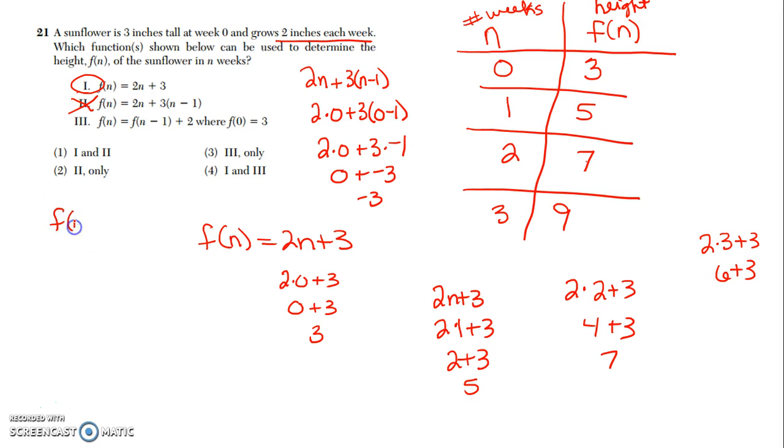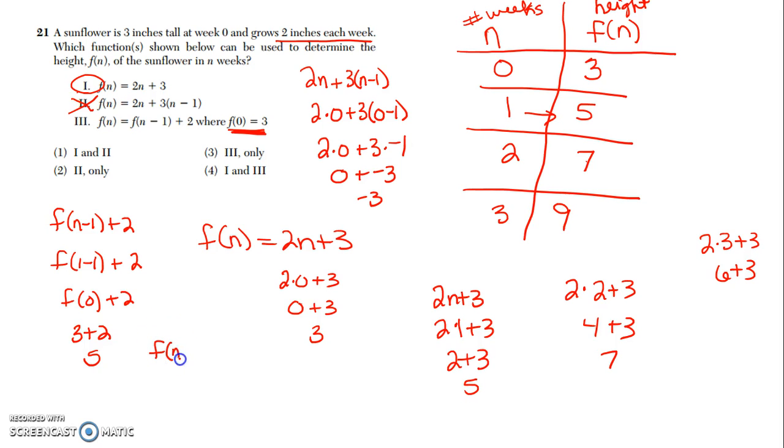Let's try f of n minus 1 plus 2. This is a recursive function, and they tell you f of 0 is 3. Okay, so let's substitute a 1 in. So this is f of 1 minus 1 plus 2. If I substitute a 1 in place of n, I'm hoping to get a 5 out. 1 minus 1 is 0, so that's f of 0 plus 2. They tell us f of 0 is 3. So that's 3 plus 2 is 5. So when I substituted a 1 in, I got out a 5. That feels pretty good. Let's try substituting a 2 in.